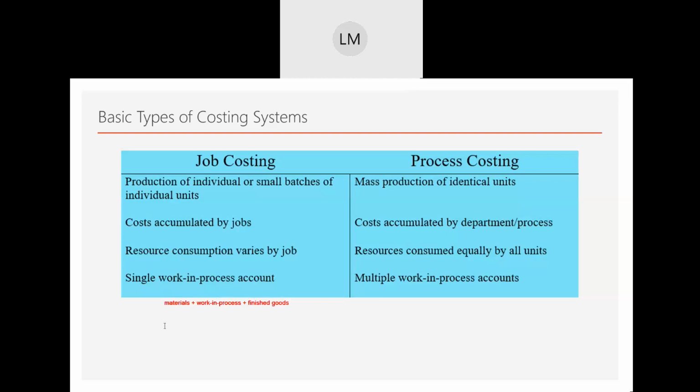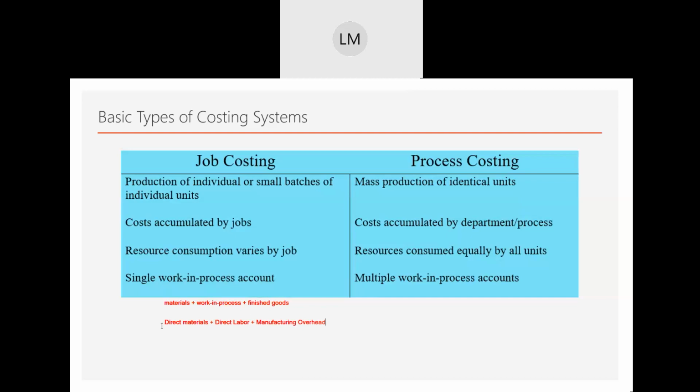Now, previously, we've also talked about what types of costs are going to go into the making of a product, whether it's process costing or job costing. What costs do we have associated with making products? Well, we have direct materials, plus direct labor, and manufacturing overhead. So those are the three costs that go into making any type of unit, whether it's job costing or process costing.